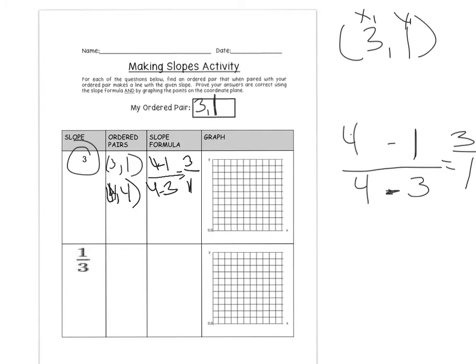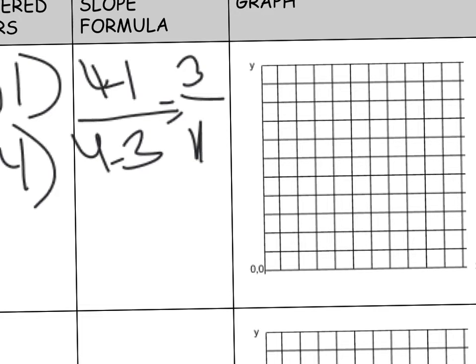Now I've done my slope formula, and the last thing I'm going to do is graph my ordered pairs. Okay, well, my first ordered pair is the point 4, 4. So I'll go ahead and put this, let's see, 1, 2, 3, 4, and 1, 2, 3, 4. So my first ordered pair will go right here.